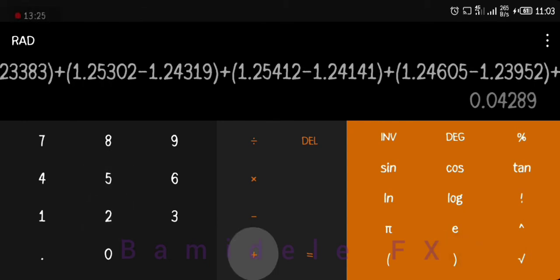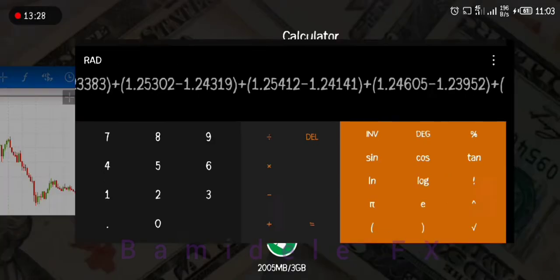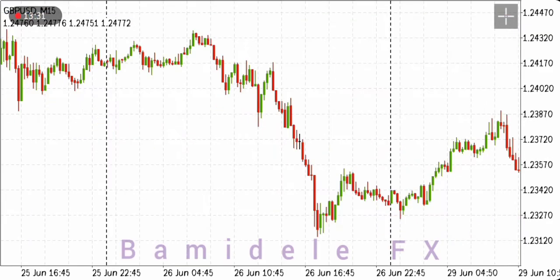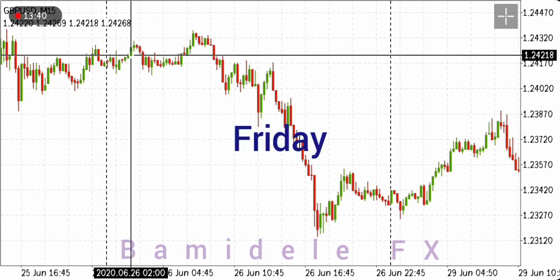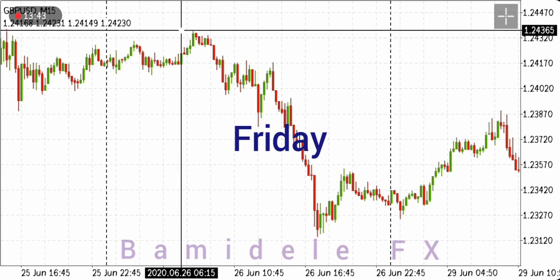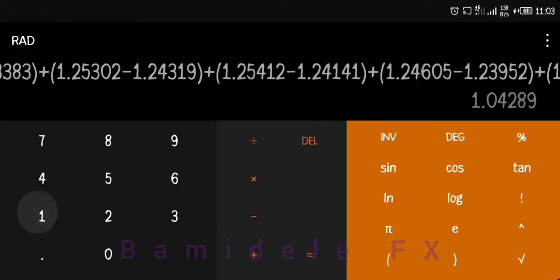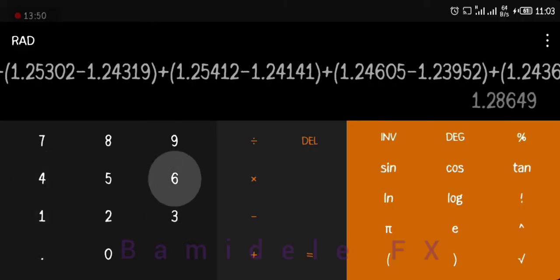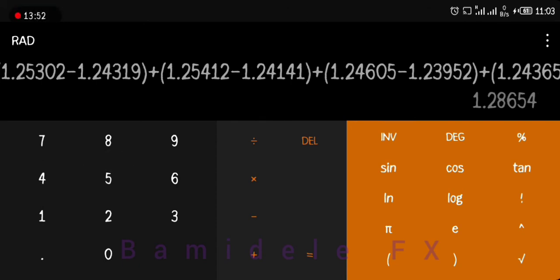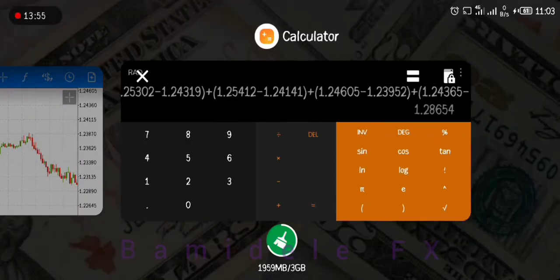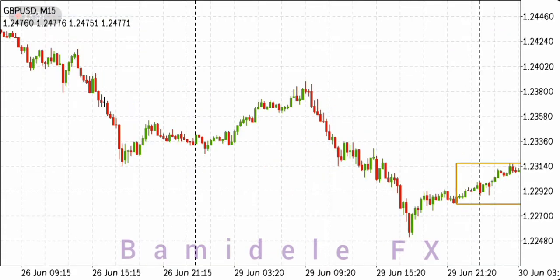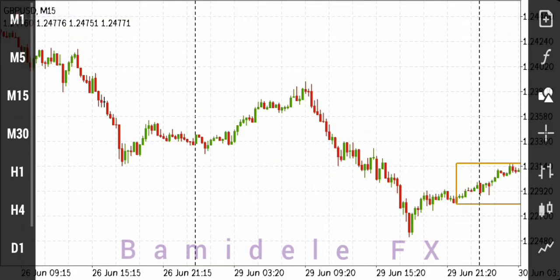Then on Friday, plus the point move on Friday. All those individual brackets, if you subtract them, you get the number of points moved in the market. So it will give you a summary of Friday 26th. The highest point of the market is 1.24365. Okay, so put it down there, 1.24365 minus the lowest point the market moved on June 26th.